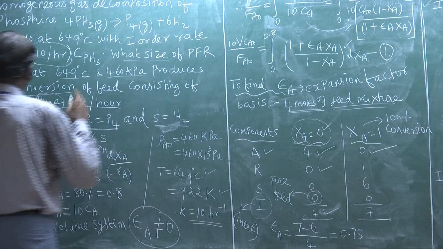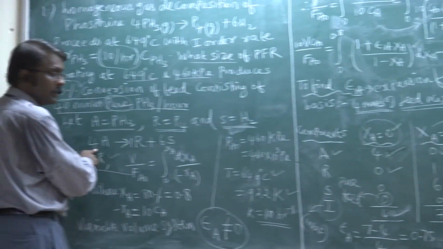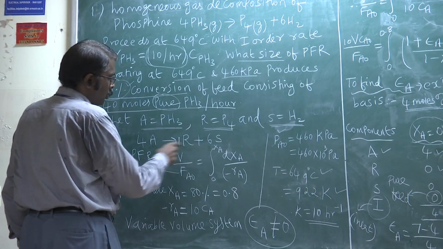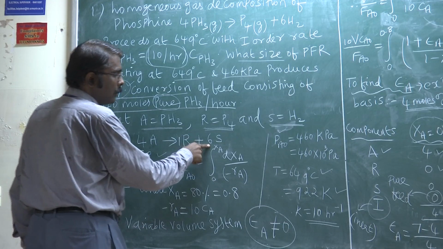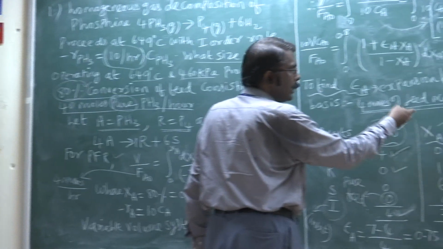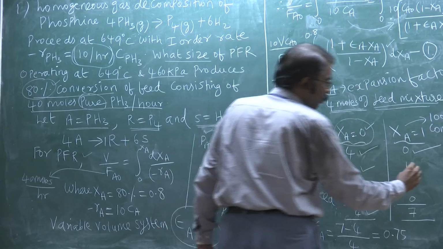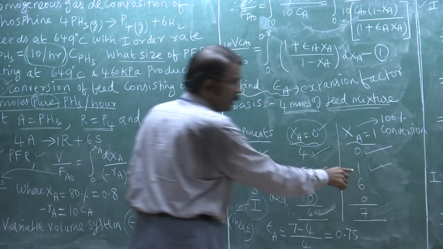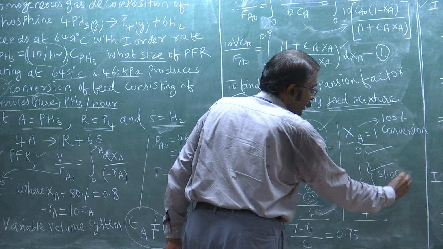Now the total number of moles of R formed should be equal to 1, because stoichiometry says that 4 moles of A give us 1 mole of R, and 4 moles of A give us 6 moles of S. So 4 is giving us 1, and the same 4 is giving us 6. The basis we have taken is 4 moles of feed mixture. This feed contains only component A. That means these 4 moles of A should give only 1 mole of R, because this is from stoichiometry.